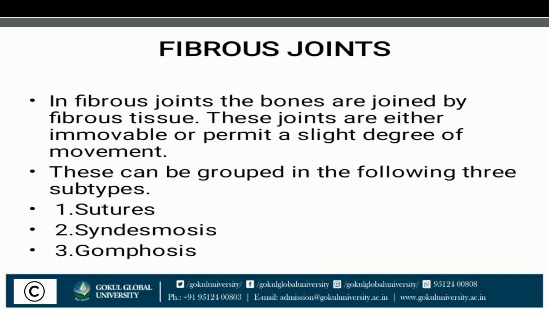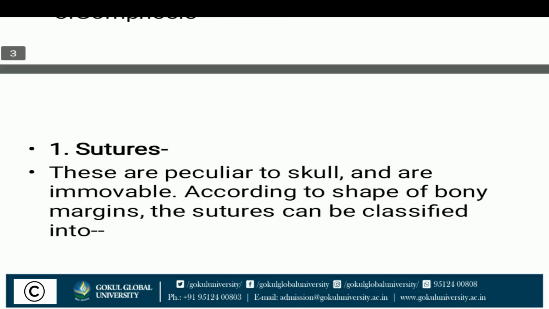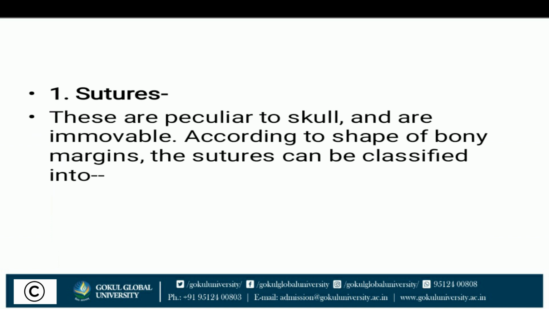First, fibrous joint. In fibrous joints, the bones are joined by fibrous tissue. These joints are either immovable or permit slight degree of movement. This can be grouped in the following three subtypes: suture, syndesmosis and gomphosis. Sutures are a subtype of fibrous joint. These are peculiar to skull and are immovable.